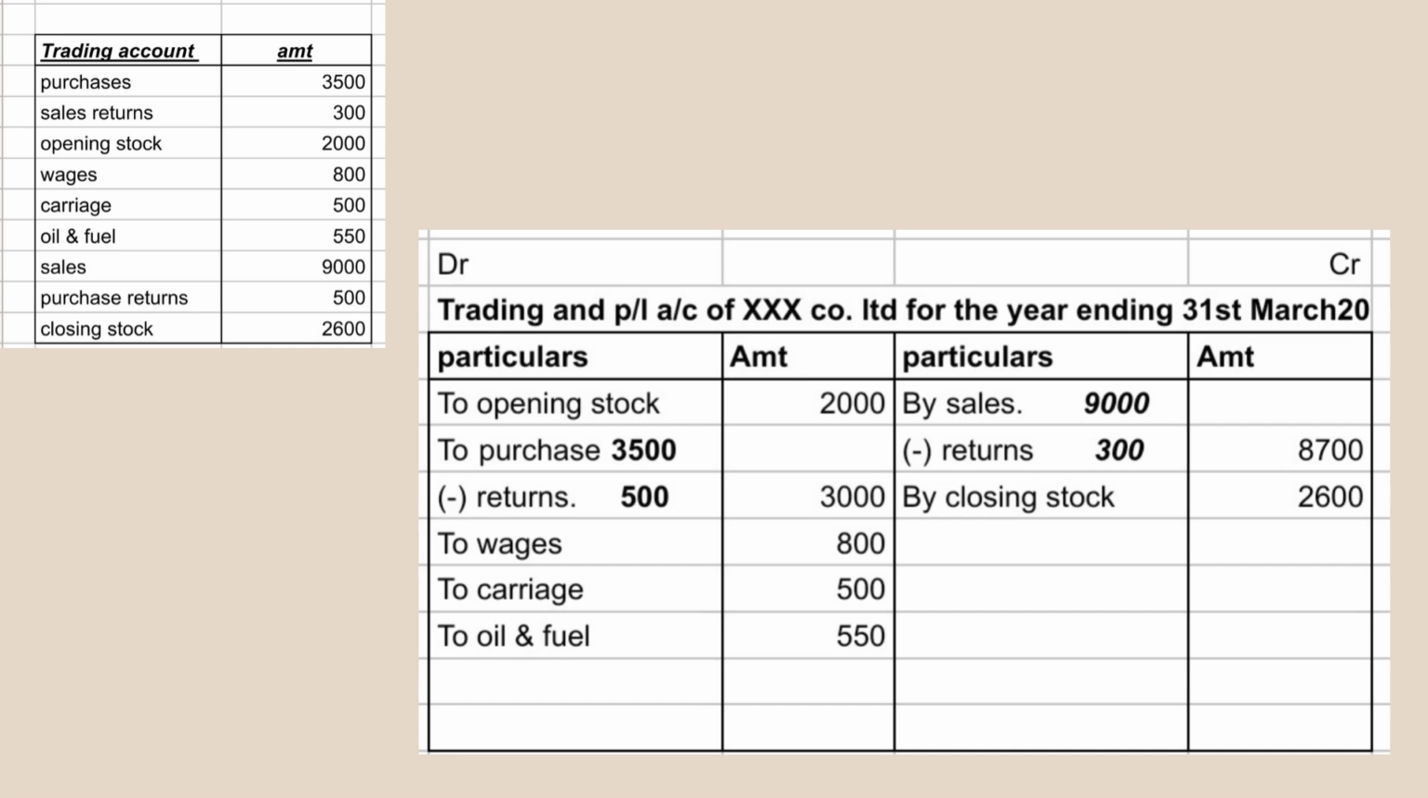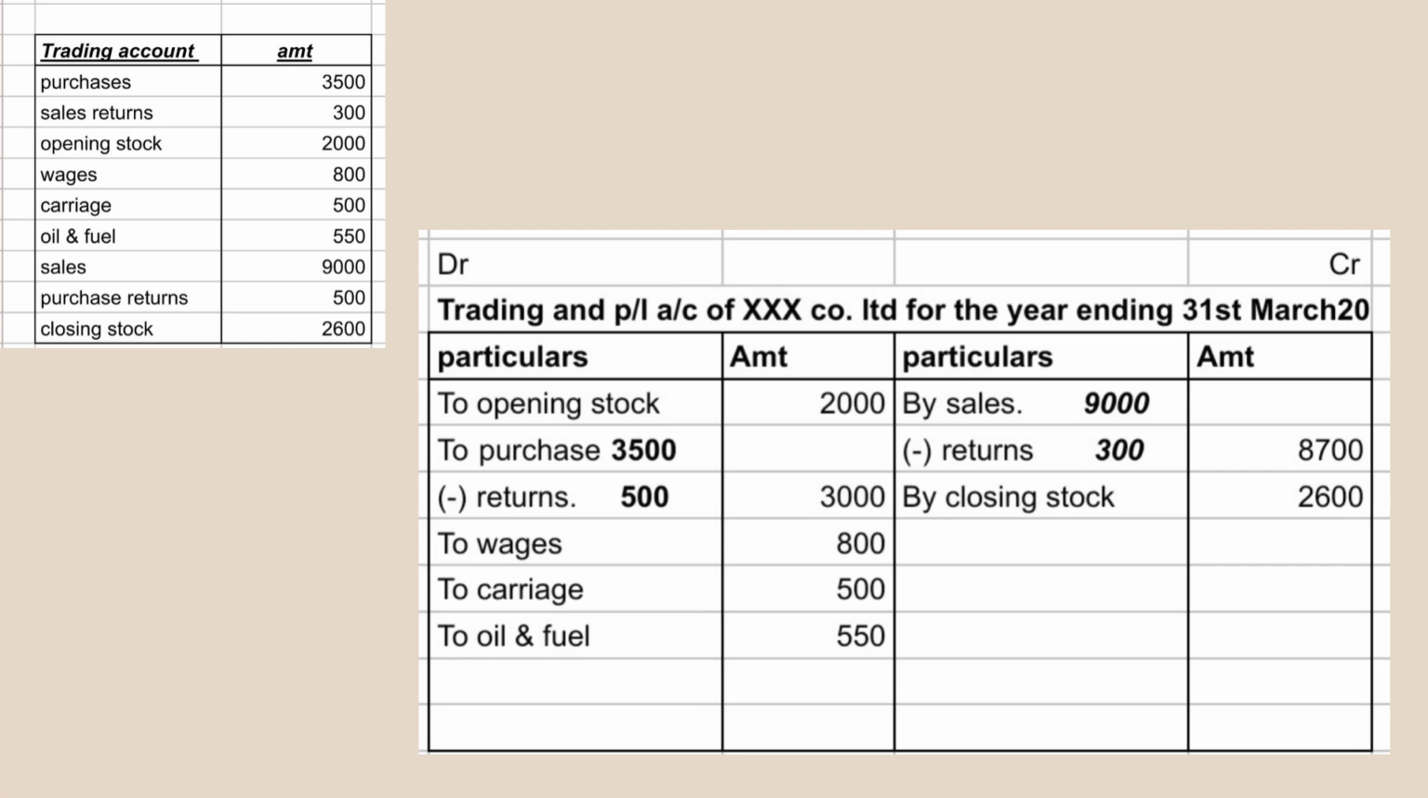To opening stock we have 2000. See the question, and enter all the items into our trading account. So we'll start with to opening stock 2000. Next, to purchases 3500 in the inner column because we have purchase returns. When purchase returns are given, you need to deduct 500. 3500 minus 500, outer column 3000. Next we have wages. It is an expense we pay to the labor, so we write it on the expense side. To wages 800. Next, to carriage 500, to oil and fuel 550 rupees.